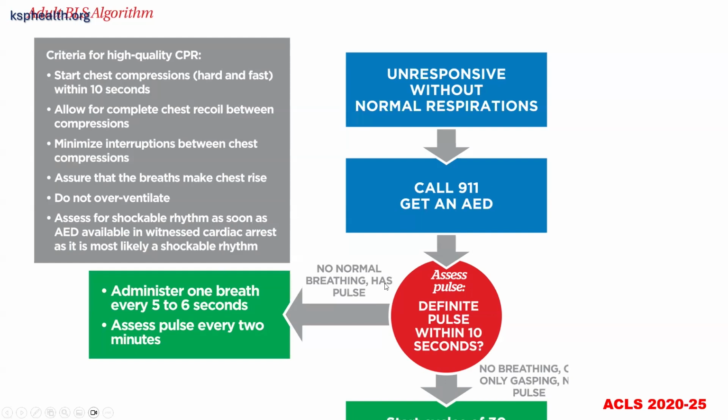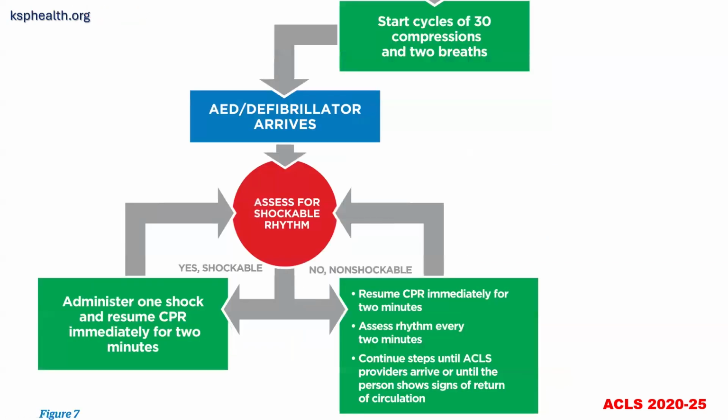No normal breathing, but has a pulse: administer one breath every 5 to 6 seconds. Assess pulse every 2 minutes. If there is no pulse and no breathing, start 30 compressions and 2 breaths.